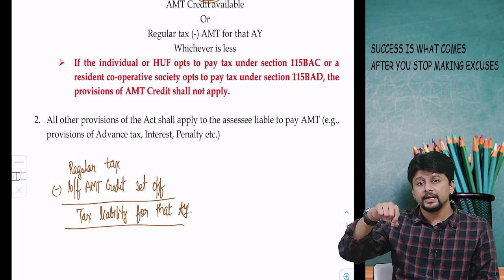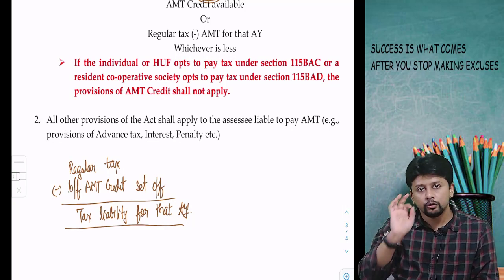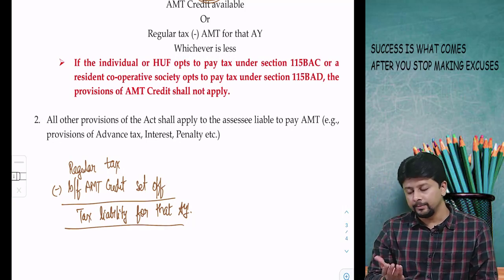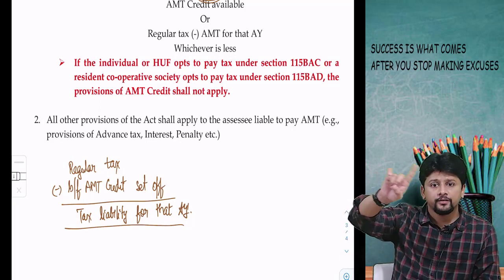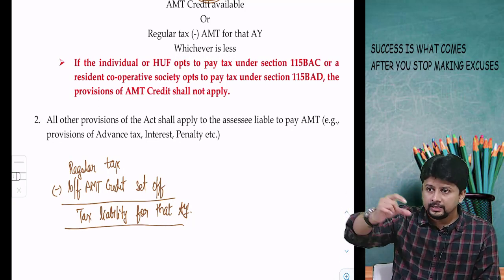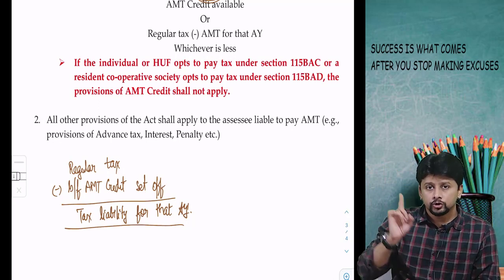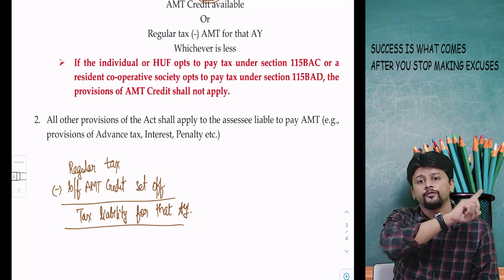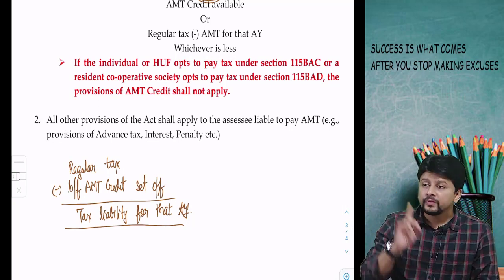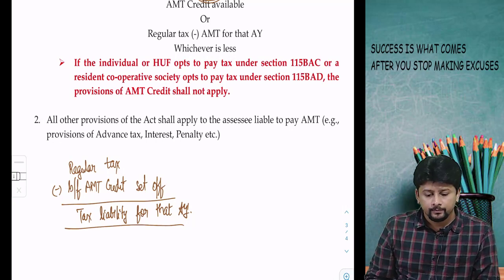So what is AMT credit? AMT credit is the extra tax that I have paid due to the concept of AMT. No problem. That amount will be carried forward to the future, and in a future year, that extra paid will be adjusted from your regular tax. So the extra that you have paid in the current year will reduce your future tax liability if in the future you are supposed to pay regular tax.